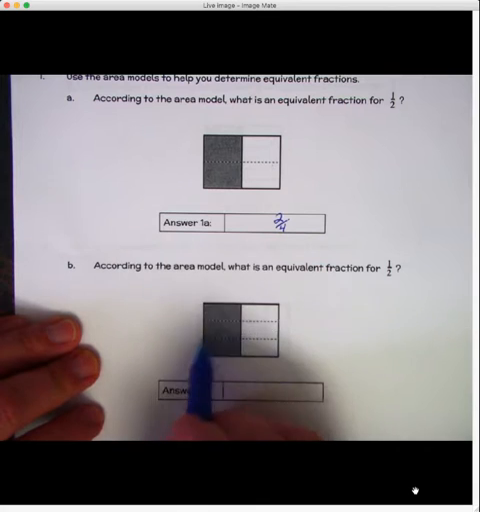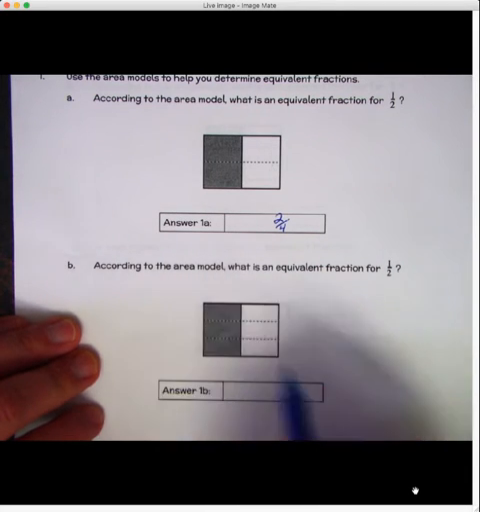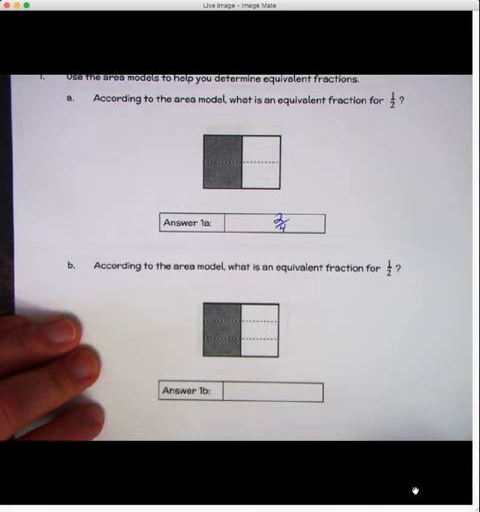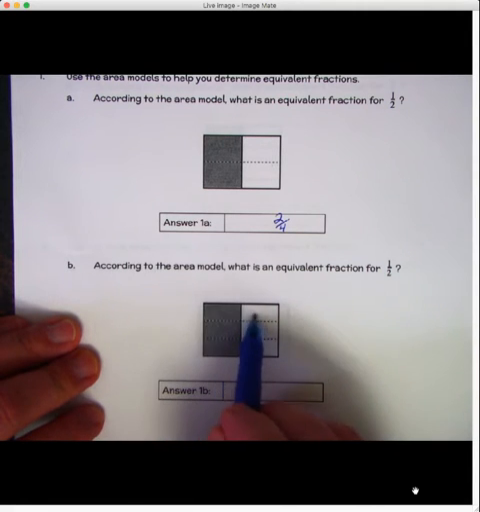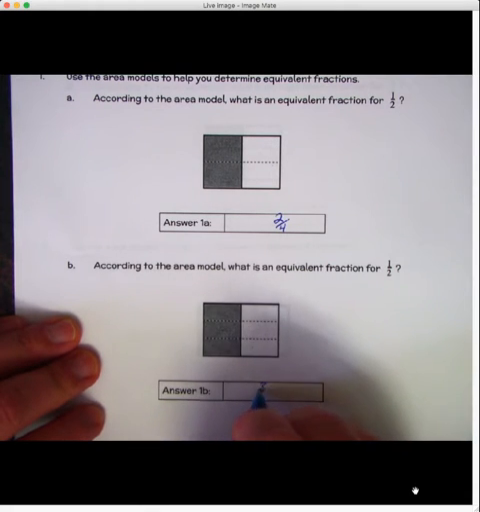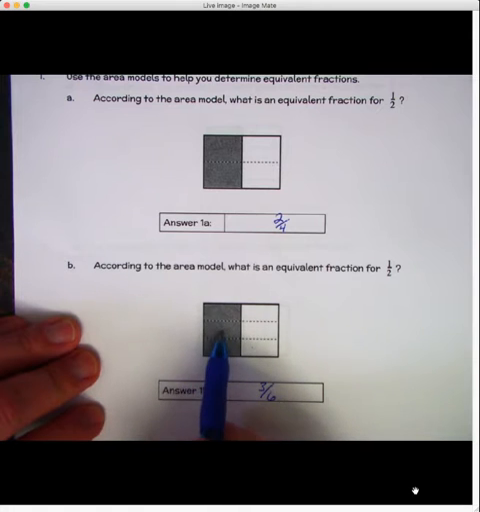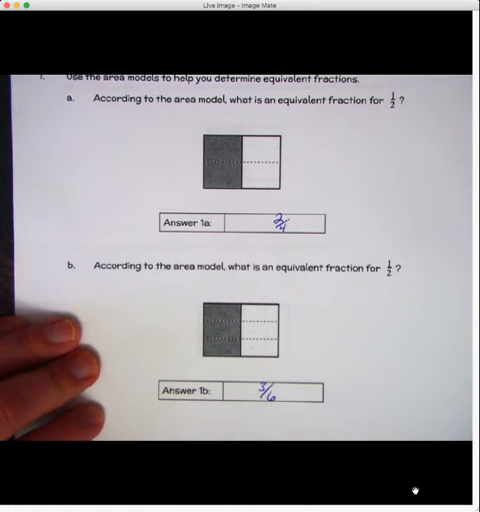We've drawn two lines, so we've split it into 3 pieces, but 3 out of what? Let's count how many total pieces there are. 1, 2, 3, 4, 5, 6. So 1/2 is also equivalent to 3/6. See what we're doing? We're just counting the number of pieces after the lines are drawn. Let's take a look at another one.